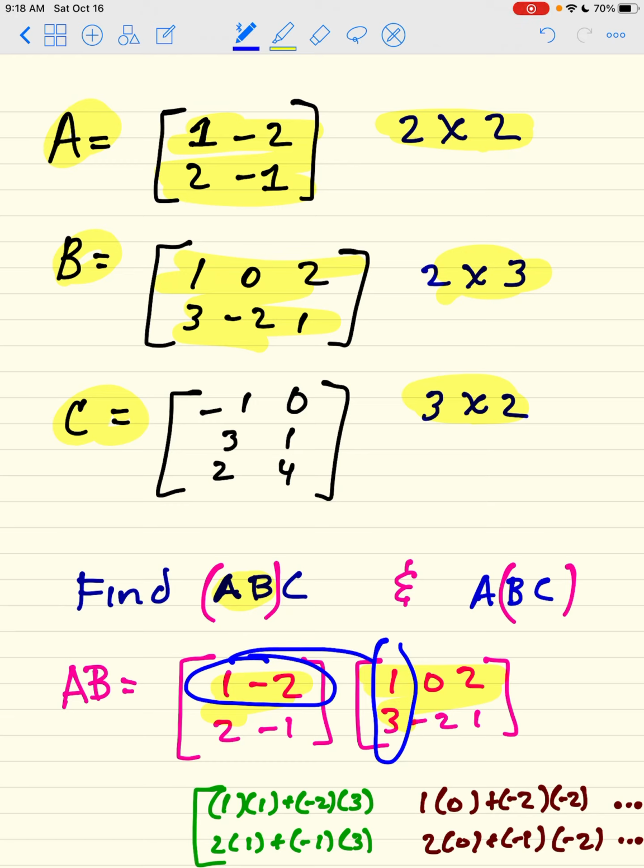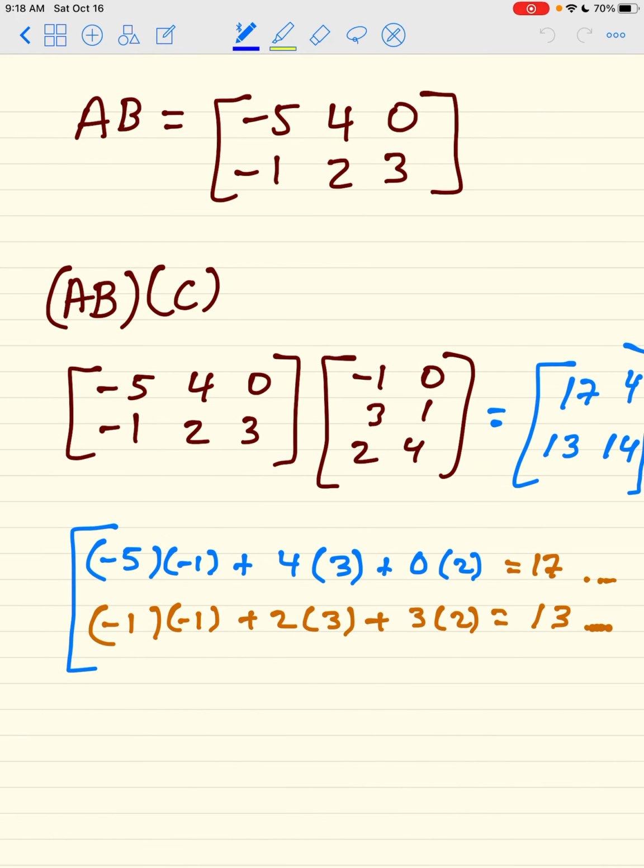So 1 times 1 minus 2 times 3. So that's going to give you 1 minus 6, which gives you negative 5. If you want the person below, you do second row, first column to get this person here. So you can use your graphing calculator. A times B gives you negative 5, negative 1, and so on. You could pause the video to look at the work.